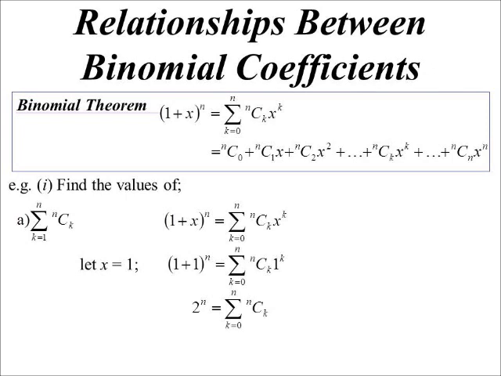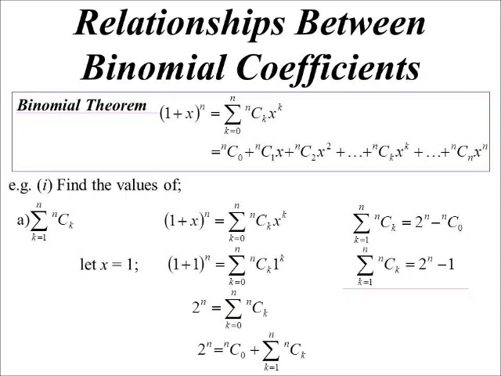But of course, our binomial theorem goes from 0 to n. They want from 1 to n. So I need to subtract the term where k equals 0. So 2 to the power of n would equal nC0 plus the sum of k equals 1 to n. So I've pulled that term where k equals 0 out of the sum. I'll move it to the other side. nC0, of course, is always equal to 1. And there we go, we get our relationship.